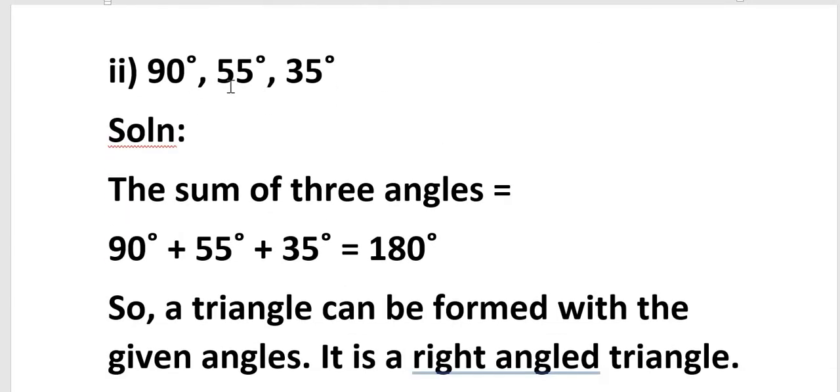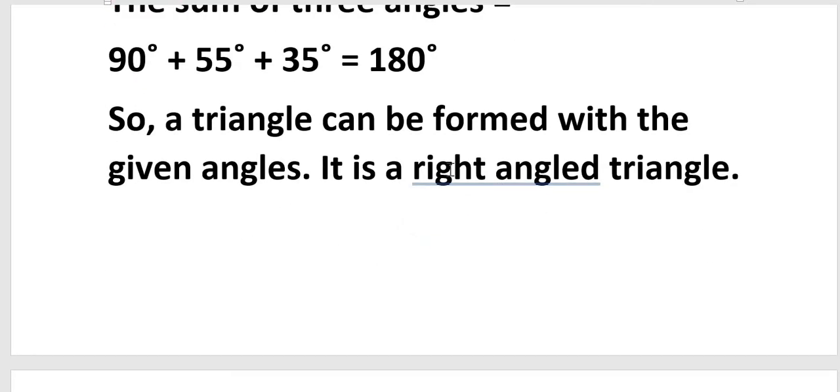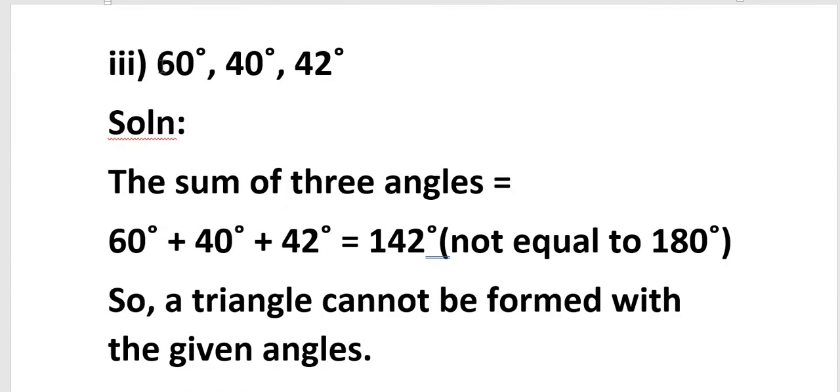90 degree, 55 degree, 35 degree. The sum of three angles is 180 degree. So a triangle can be formed. Here one angle is 90 degree, so it is called a right angled triangle. Right angled triangle.